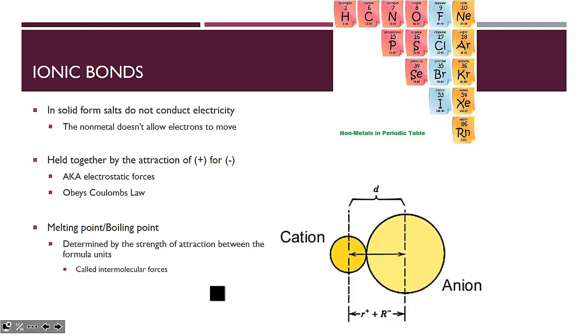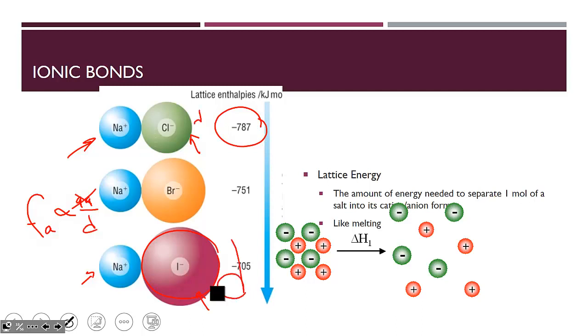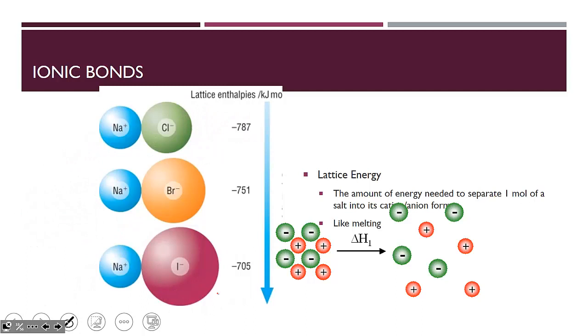They obey Coulomb's law. So if you have a salt made from sodium chloride, that is a much stronger attraction than a salt made from sodium iodide. Iodine is so big, the force of attraction being proportional to the charges, in this case all the charges are the same, divided by the distance. This distance is much bigger than this distance, and therefore sodium iodide is a weaker attraction. It would take less energy to melt sodium iodide, to separate the ions from one another, than it would to melt table salt, for example.